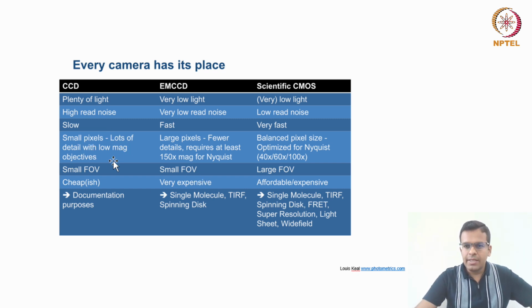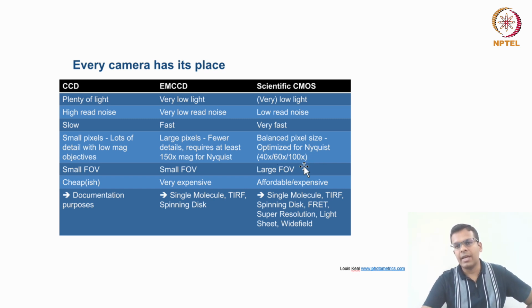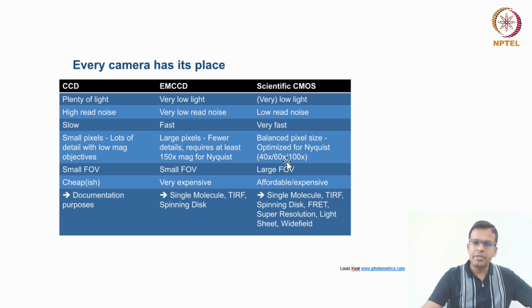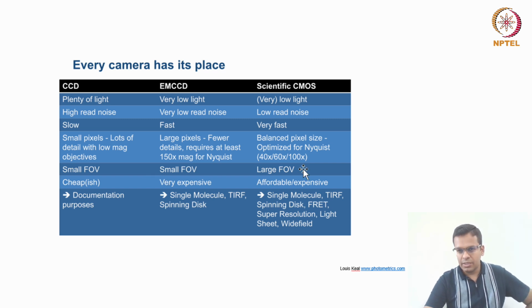In terms of pixel size, the CCD camera has a small pixel size, EM-CCD has a large pixel size, and scientific CMOS has a balanced pixel size, optimized for Nyquist. That is another advantage of the scientific CMOS camera: the pixel sizes are optimized for 40x, 60x, and 100x objective lenses. In terms of field of view, sCMOS has the largest field of view. We already discussed pricing and which kind of application you should use each camera for.